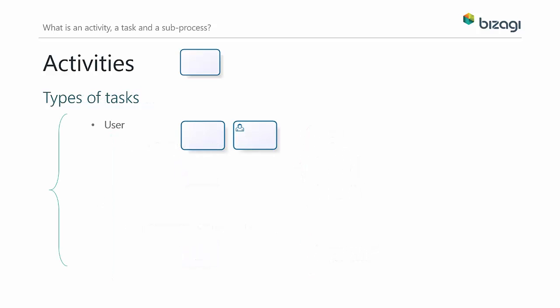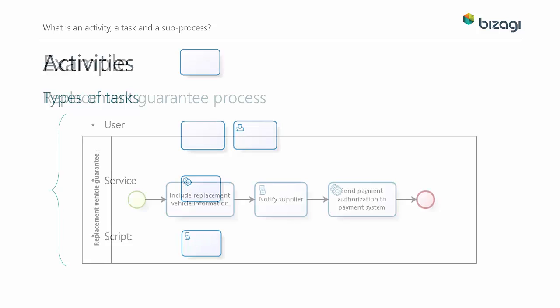A user task indicates that it is an activity performed by a person or user with help from a system or software. A service task is an activity performed by a system without human intervention, i.e. an automatic activity. A script task is an activity that executes an expression. In Bizagi, it is used to identify the sending of emails.